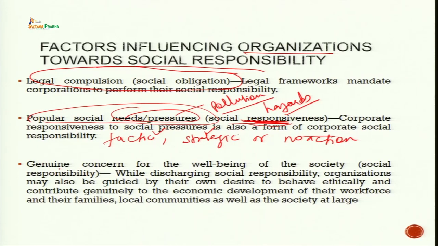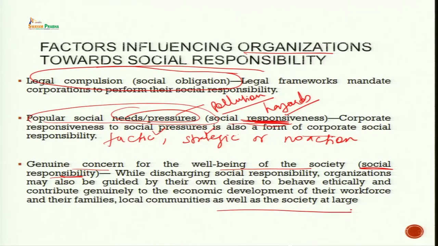The third factor that influences is the genuine concern for the well-being of the society, which is in turn called social responsibility. Now, in this case, the corporates may think of some genuine social work for the society. They may think of developing the community at large, opening up areas like parks, institutions, hospitals, etc., or schools for the education of children or for older people as well. So, here the organization is putting in their fair effort to get the society uplifted. This benefits the local communities and societies at large.